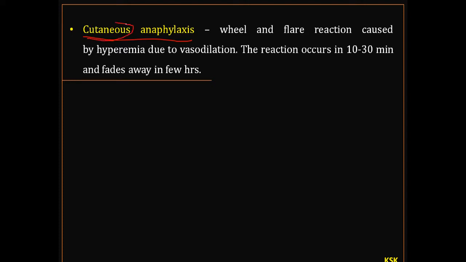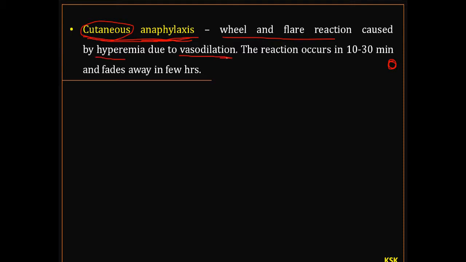What is cutaneous? Cutaneous means skin. If chemical reactions take place on the skin, we call it cutaneous anaphylaxis. What type of reaction takes place on the skin? A wheel and flare reaction is caused. On the skin you can see a small wheel-like structure formed, with some bulginess at the center. That is the wheel and flare reaction.